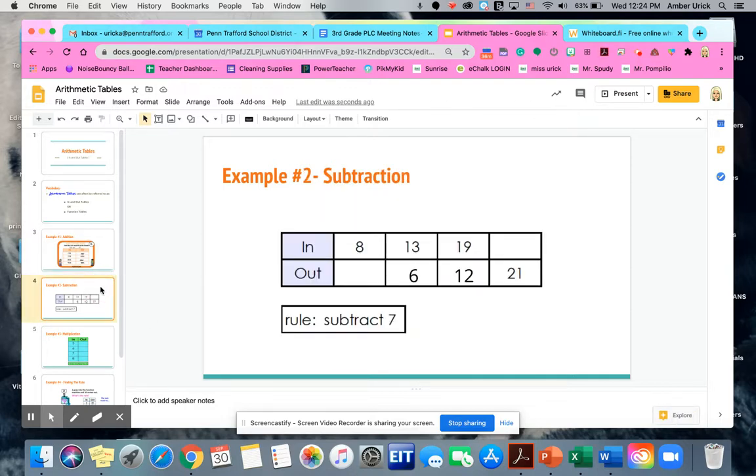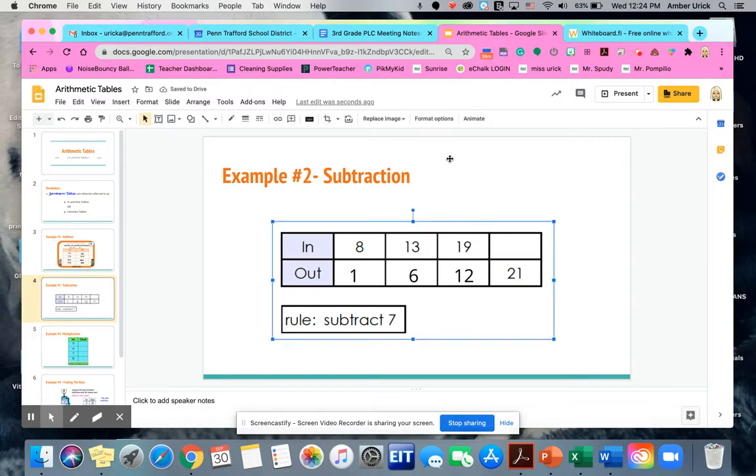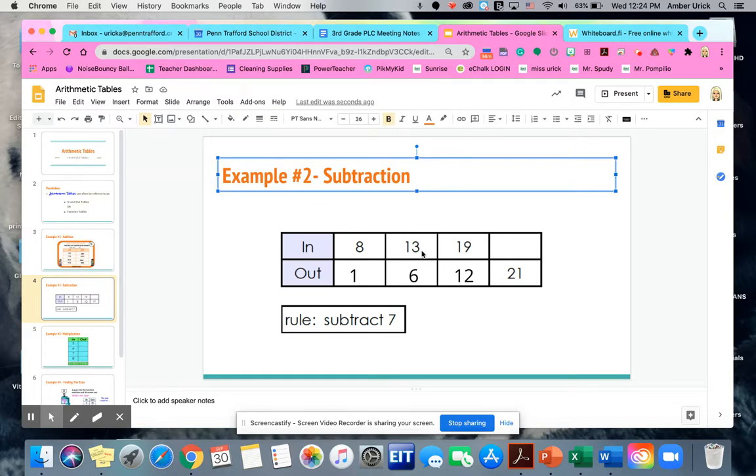Let's try another example. In and out. My rule here is subtracting 7. Most of my table is filled in. So in goes an 8, and I have to put something in this out box. In goes 8, I have to subtract 7. So what's 8 minus 7? That's pretty simple, right? 8 minus 7 leaves me with 1. Perfect. So then here we go. A 13 goes in, and I subtract 7. I should get a 6. A 19 goes in, I subtract 7. Do I get 12?